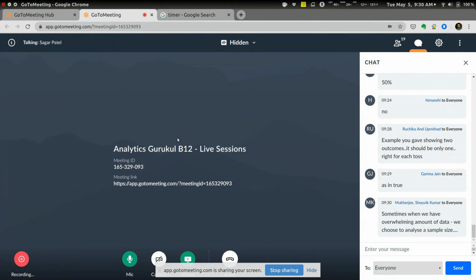So Shavik says sometimes we have an overwhelming amount of data, so we choose to analyze a sample size. Certainly. What you're talking about is sampling, and the reason that you mentioned is not the only reason we do sampling. There are other aspects to it as well, and I'll make sure we cover that. So when statistics starts happening, we will certainly talk along these lines.